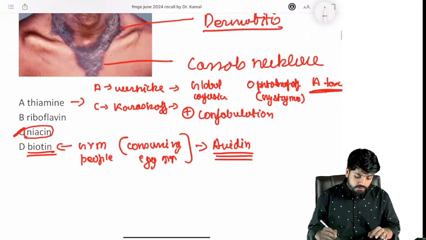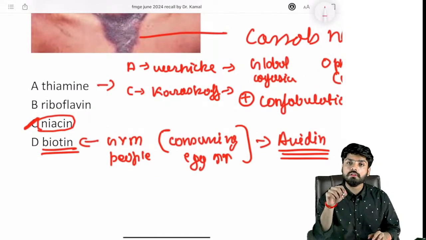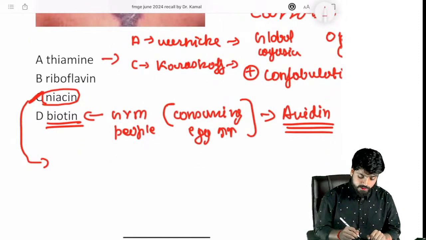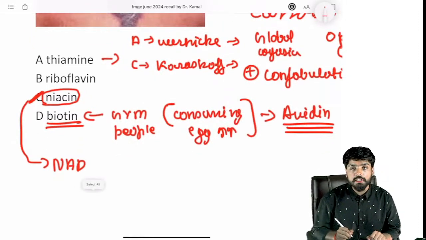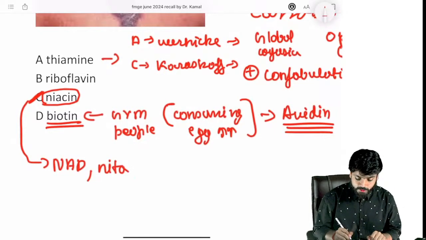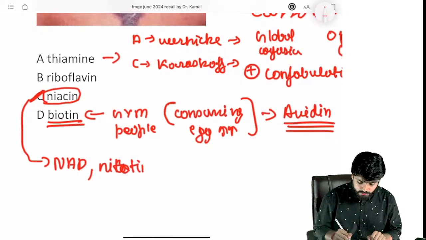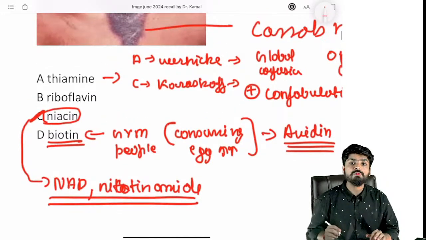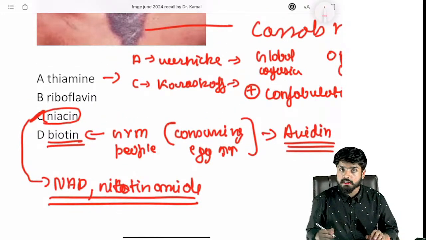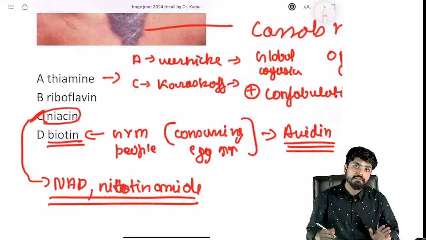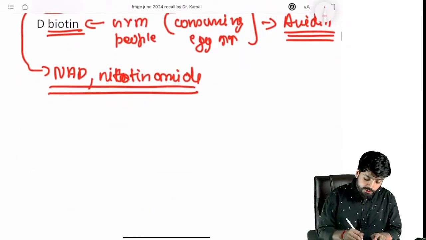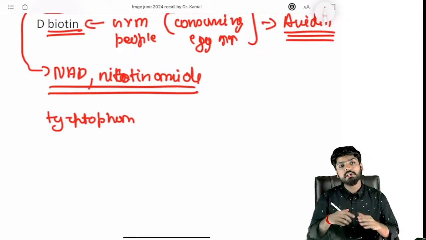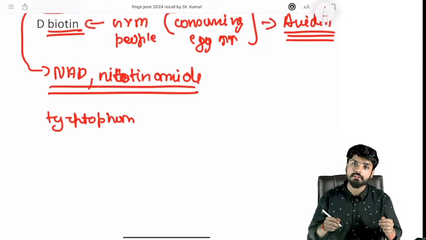Okay, so even if there was no niacin in the option, what other name do we have for niacin? Either it can be given as NAD, or it can be given as nicotinamide. If you are telling me that this picture was there, or anything related to pellagra was there, and instead of niacin tryptophan was there, then I will assume that, as I already told you, tryptophan is necessary for endogenous synthesis of niacin.